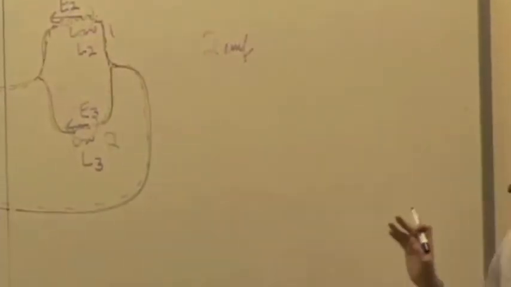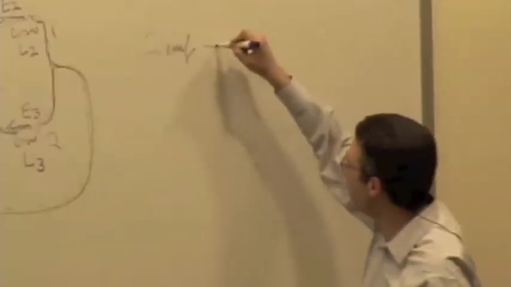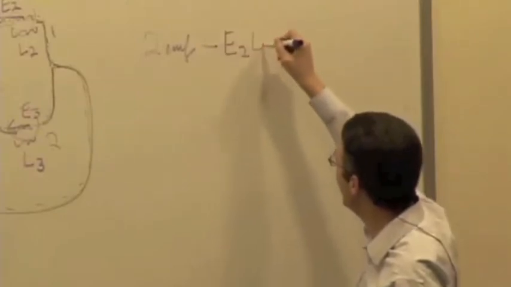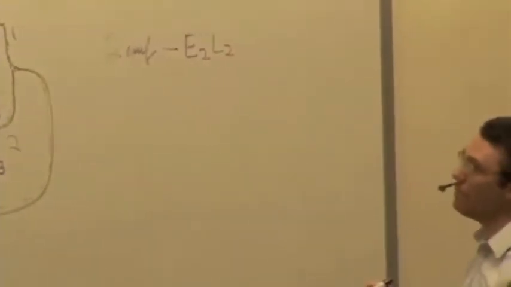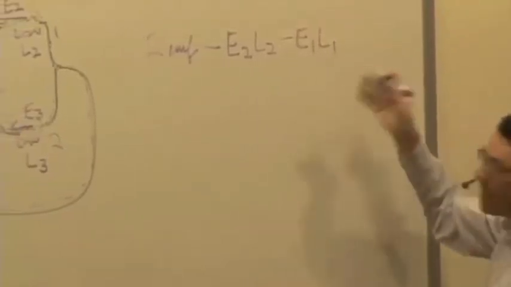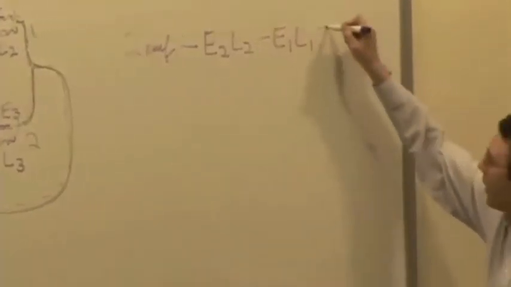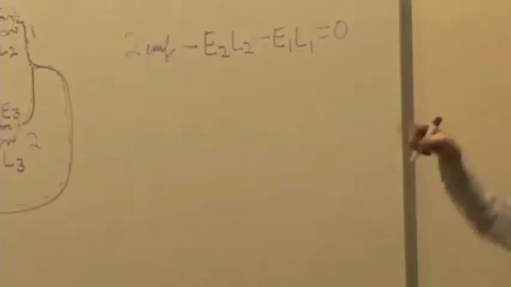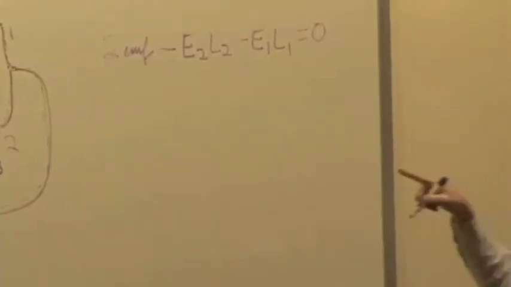Okay, what's the sign? Minus, right, because I'm going in the direction of that field. So minus E2L2, and then what? Minus E1L1, and then equal to 0. Okay. What's loop number 2 going to look like?